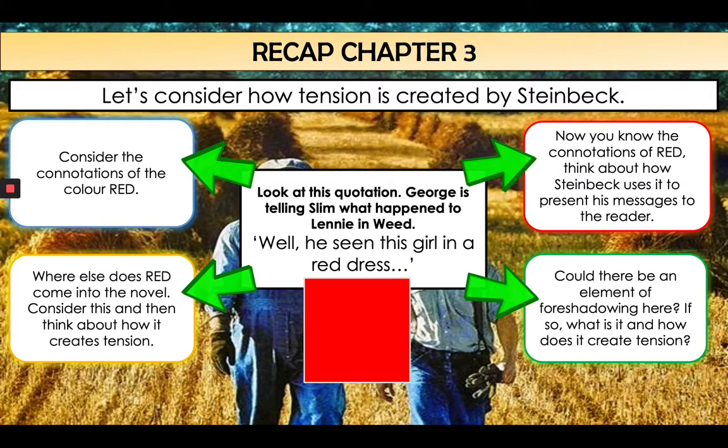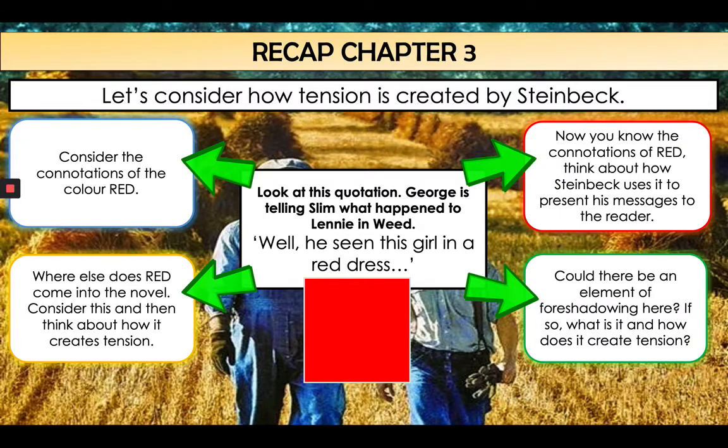So think about how Steinbeck is starting to introduce this tension. He's telling us a story of something that's happened in the past, an event that has not gone well. It's caused George and Lenny to have to leave where they were working. And we're already drawing associations between the girl in Weed and Curly's wife.